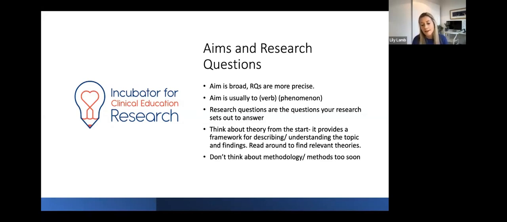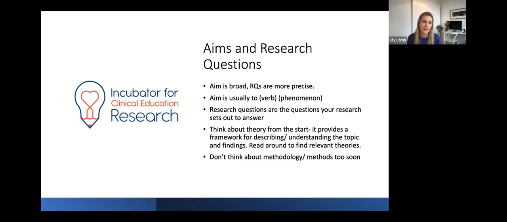Thinking about theory from the start is important. It provides a framework for describing and understanding the topic and findings. And again, I found that really hard to get my head around when I started out on this journey. It was like, well, I can see the problem. I want to do something about it. I just want to crack on and do my review and do my interviews and find out some answers. But actually, as I spent more time immersed in that environment, I started to appreciate that actually I already had some theory in mind.